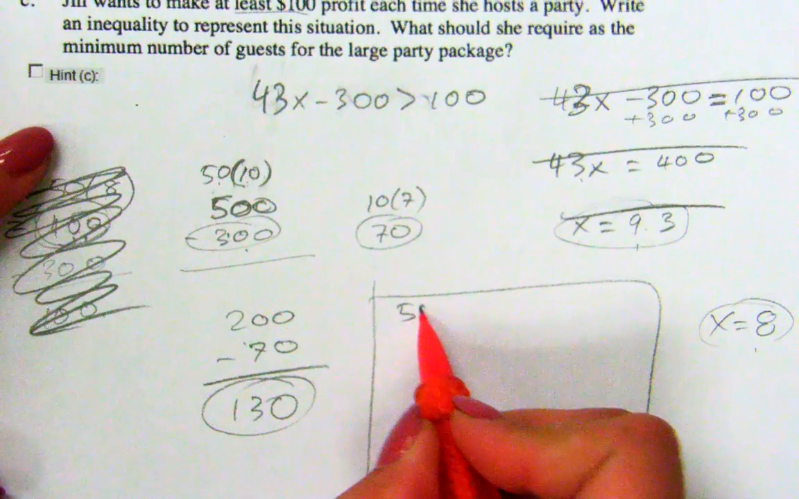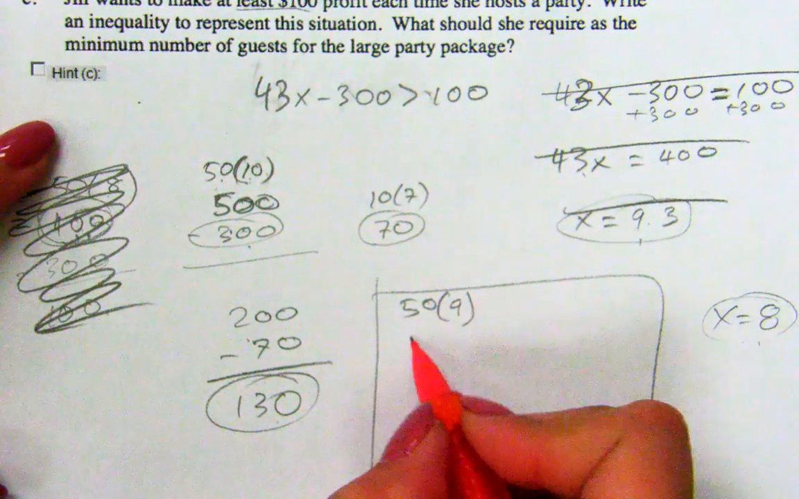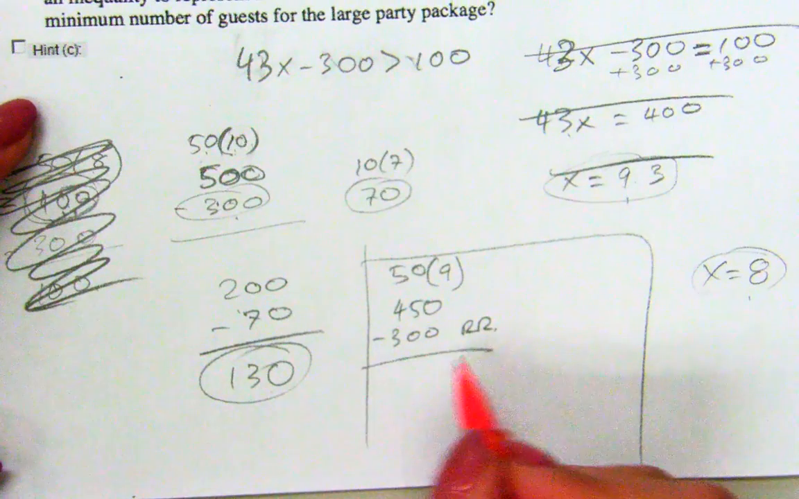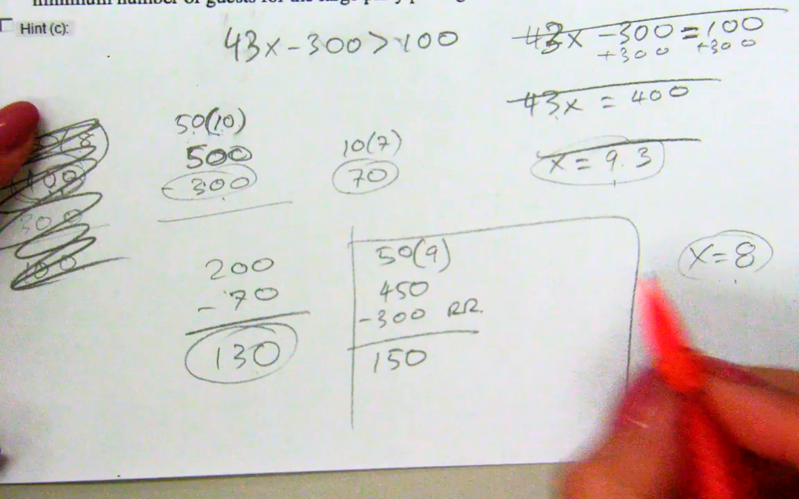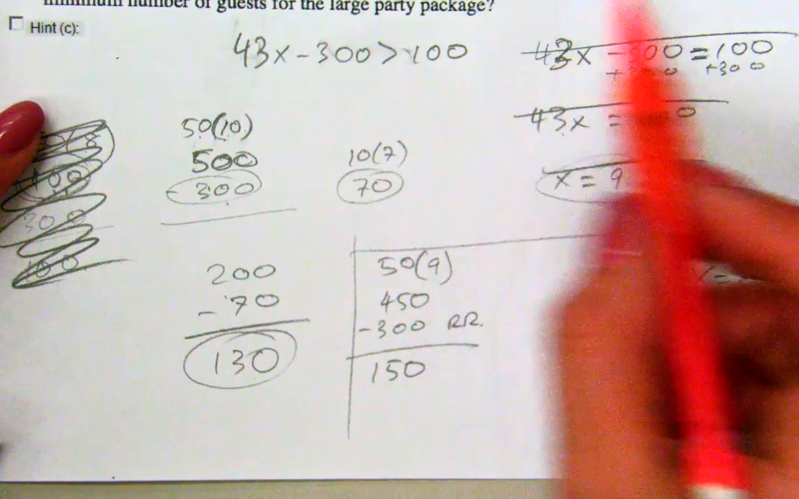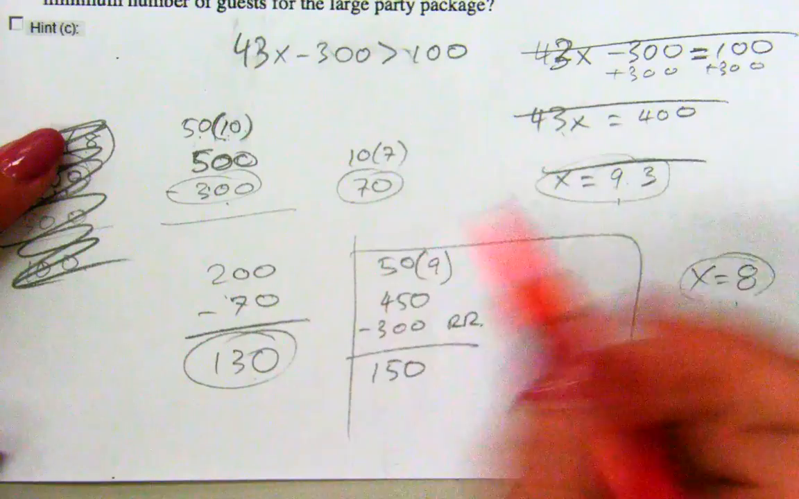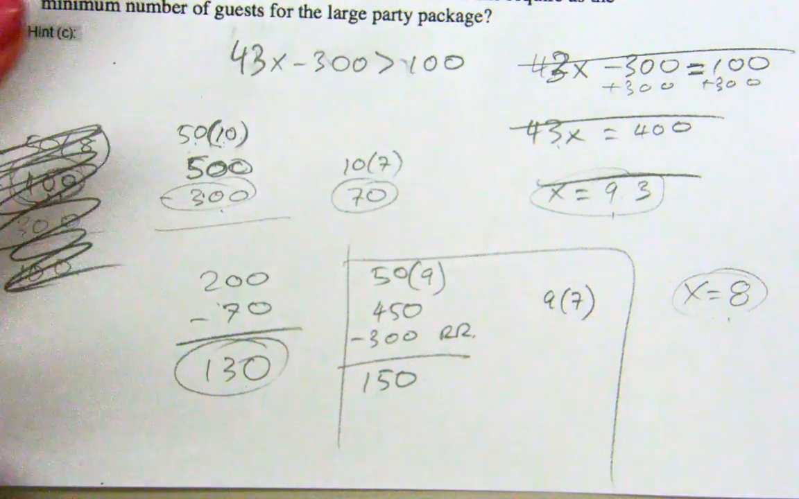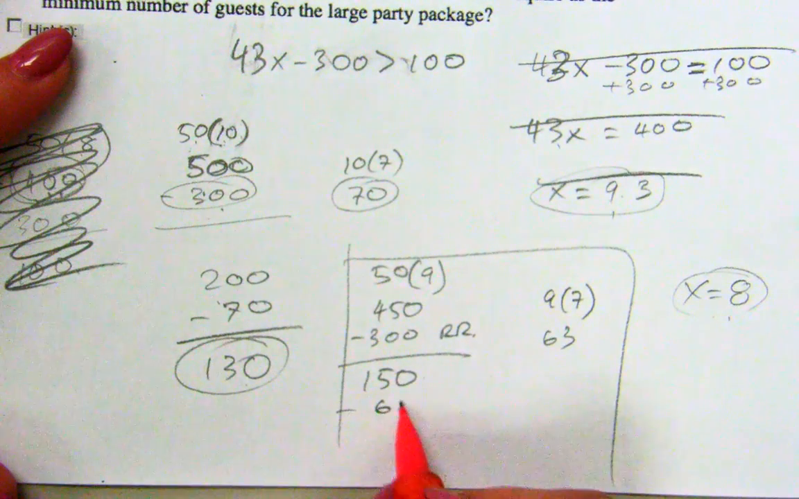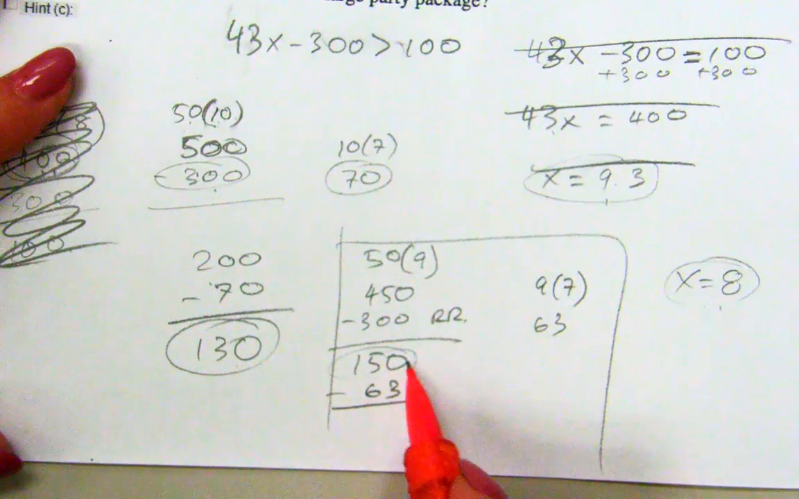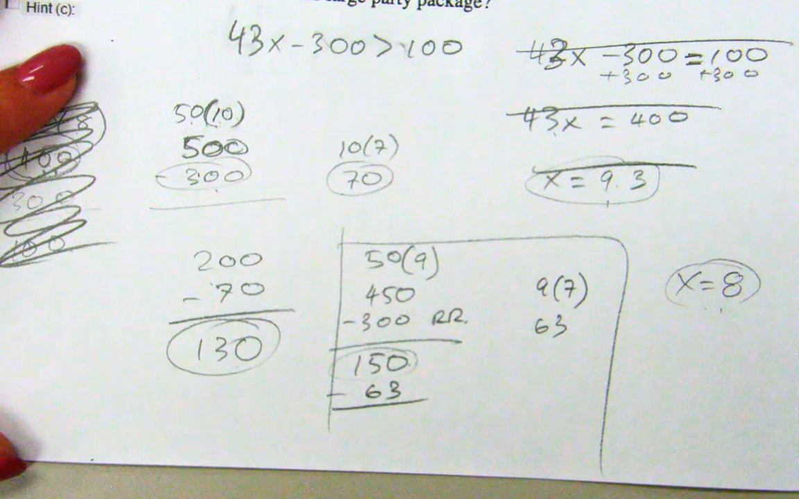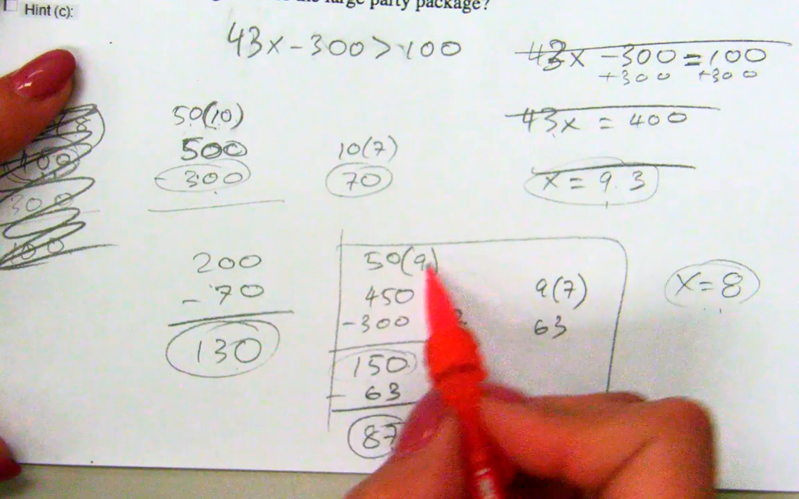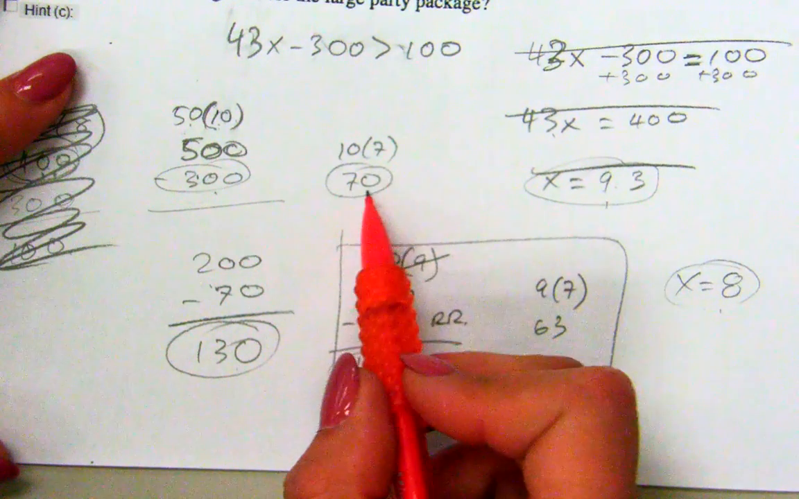If $50 per for 9 people, right, that's $450, minus 300 for the room rental, that leaves you with $150. But the parlor charges you $7 per person that shows up. So 9 times 7, which is going to give you, what is that? 63. Okay. If you take away $63 from 150, which is what your profit would have been, so 150 minus 63, it leaves you with $87. So you're too short. So 9 people cannot show up. You definitely have to have at least 10 people show up.